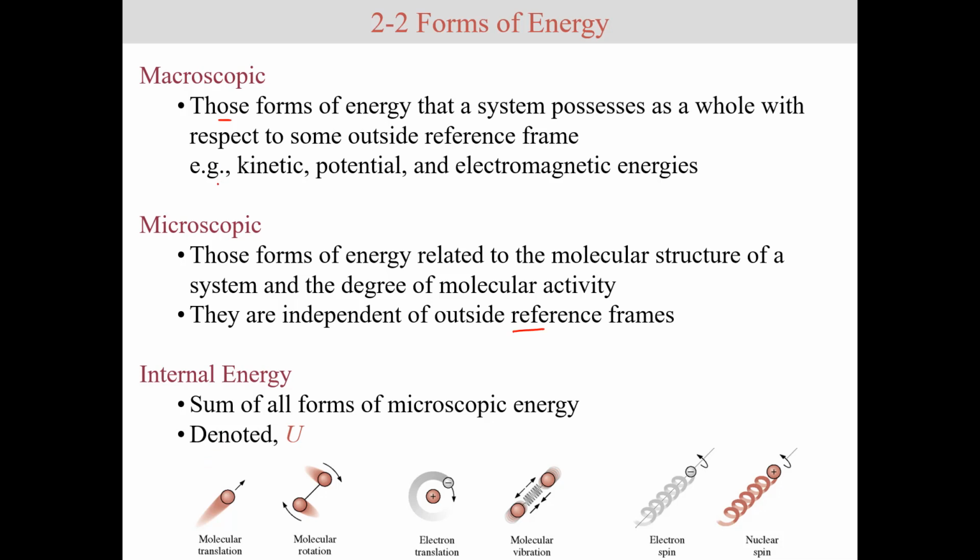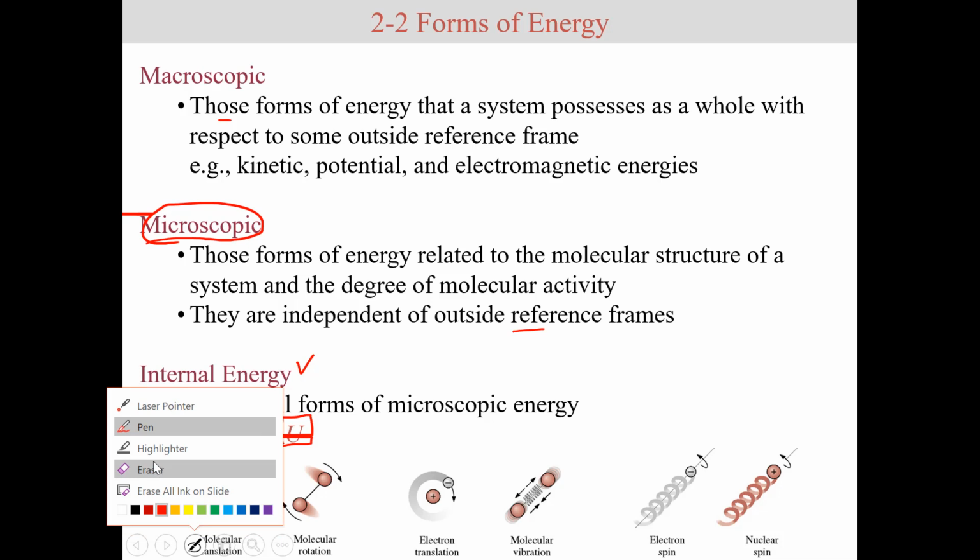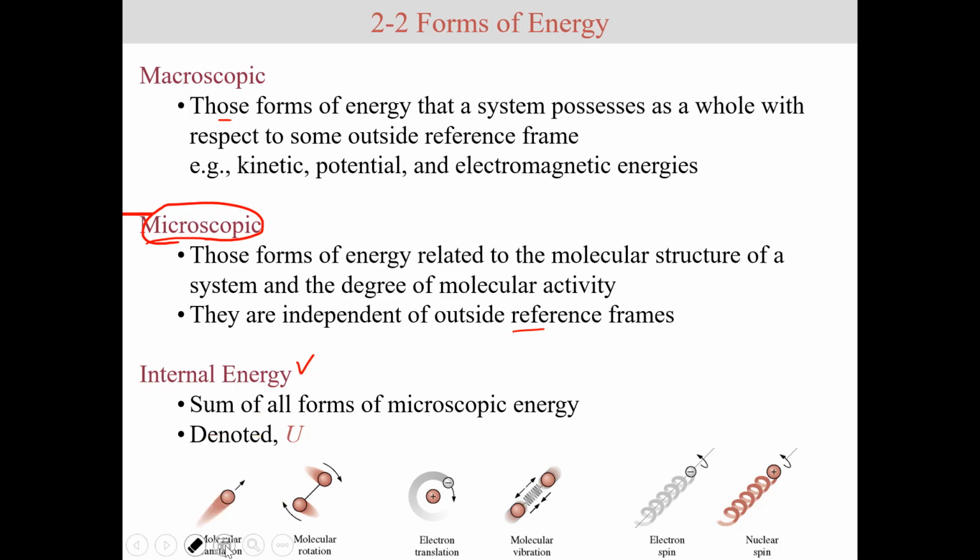So when we look at internal energy, internal energy is the sum of all forms of microscopic energy. It's designated by U. U is represented by internal energy. So that can be, for example, if a process happens and the temperature of the system increased, that would be in a form of internal energy because molecular activity increased. Or if I add more mass to a system, that mass, for example, could increase the internal energy of the system.